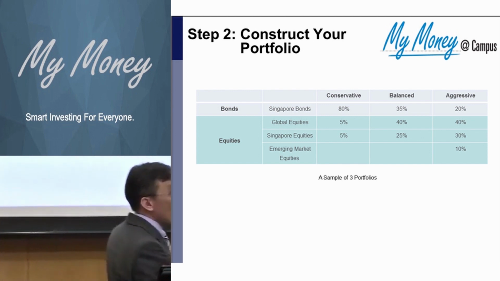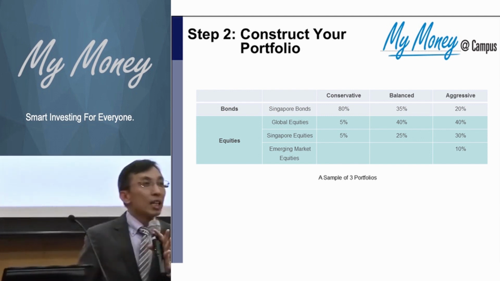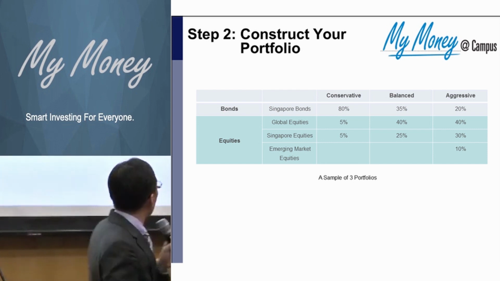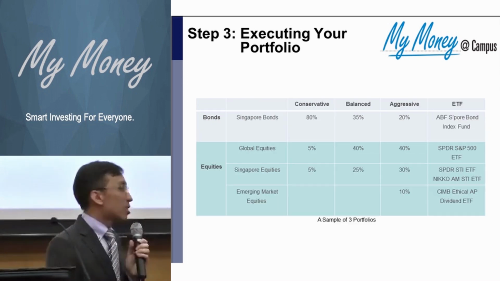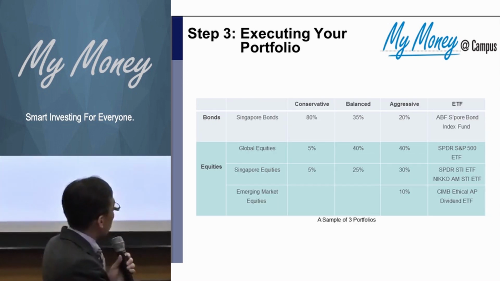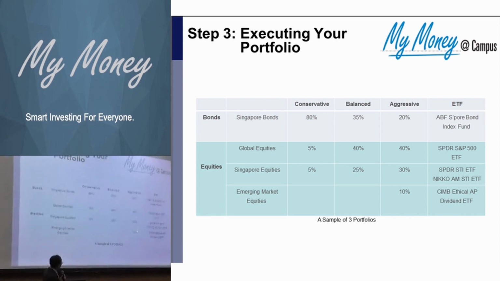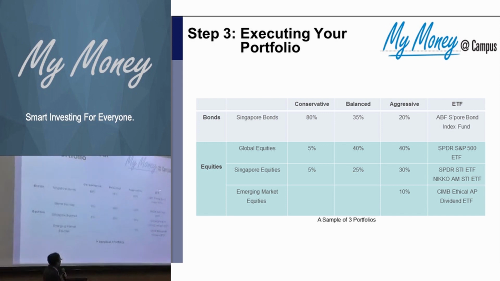So once you decide that this is your allocation, you are ready now to go and buy the nuts and bolts, the screws and all that, to go and invest it, execute. So let's say you are doing this: 20% bonds, 40% global, 20% Sing equities, 10% emerging markets. You can execute it.